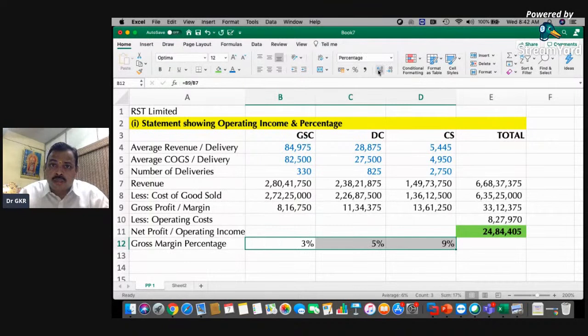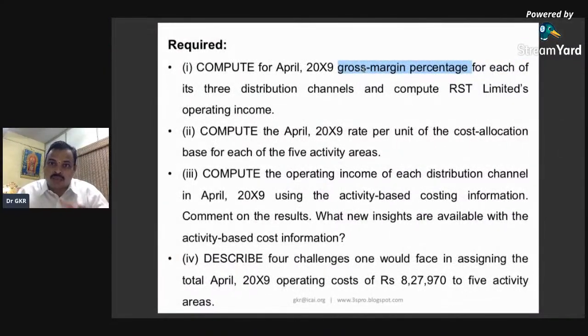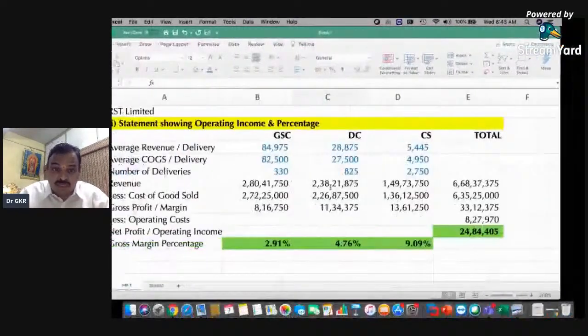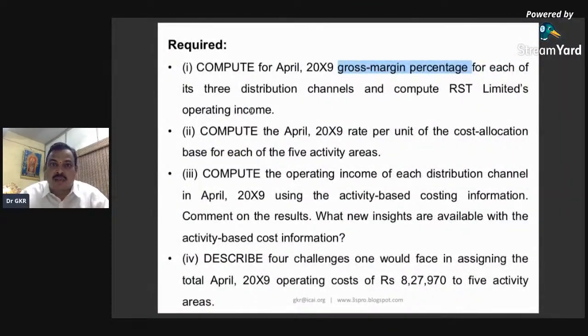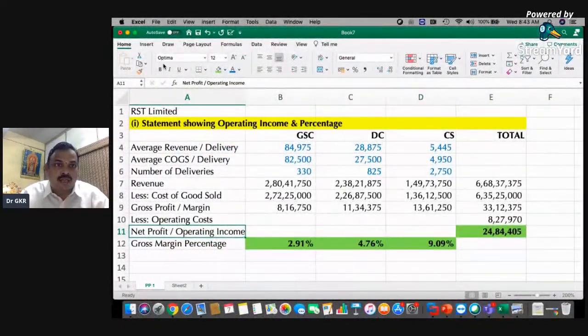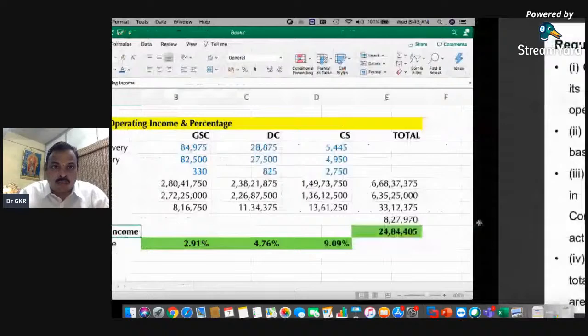Now look at this. The GP margin for chemist store is more. So this is your answer. Your green color is your answer. GP margin. Compute the gross margin for each of the three distribution channels and RST Limited's operating income. So this is your question, I mean, the answer for the first one.